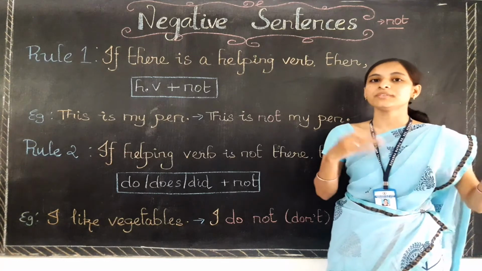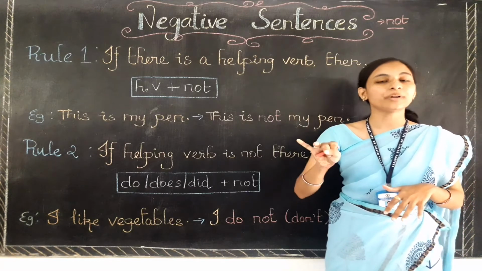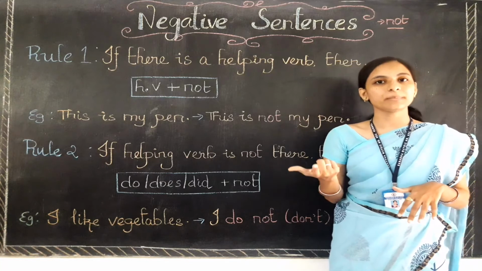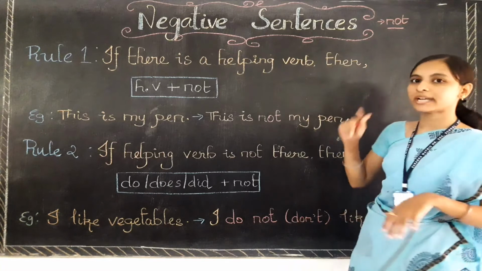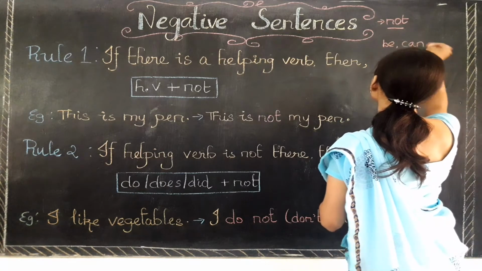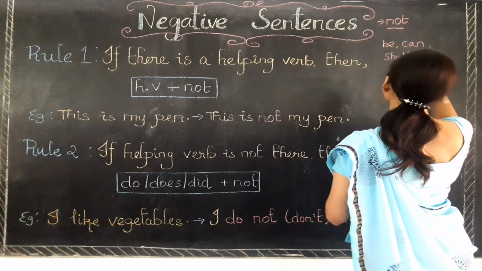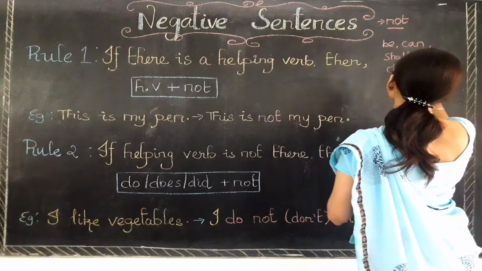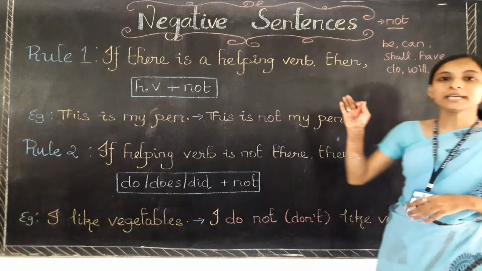Am I right? In the previous lessons we have learnt about the helping verbs like can family, do family, will family verb and shall family verb, be family verb. These are the helping verbs only. For your understanding, I am going to write here: be family verb, then can family verb, and then shall family, then have family, do family, will family. Okay, so these are the helping verbs.